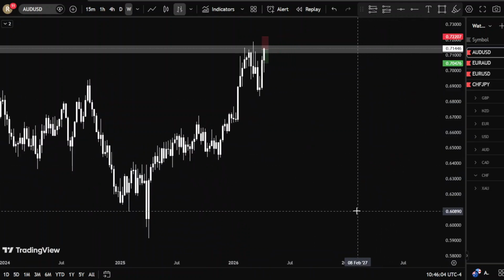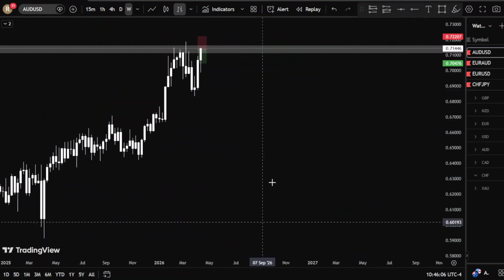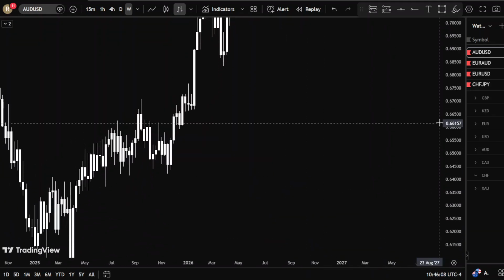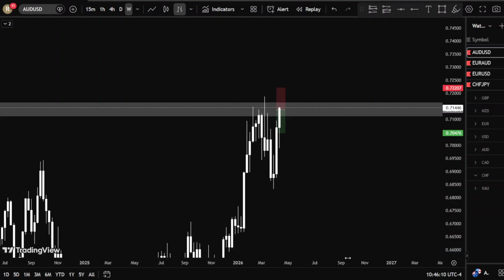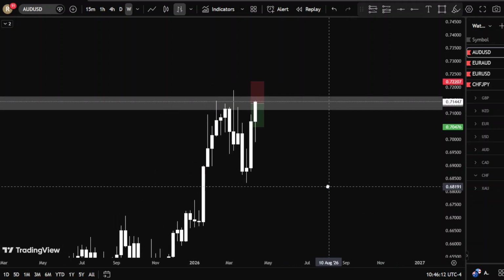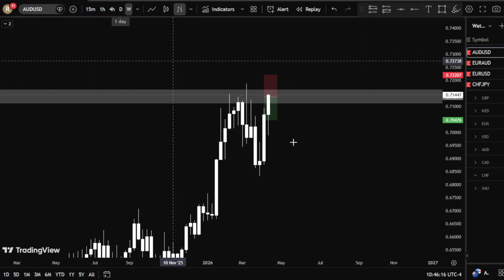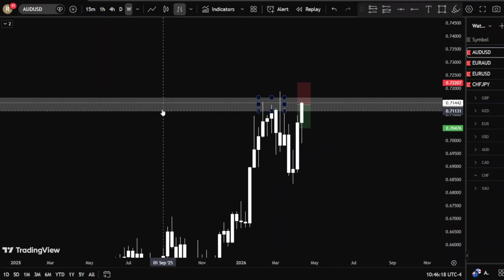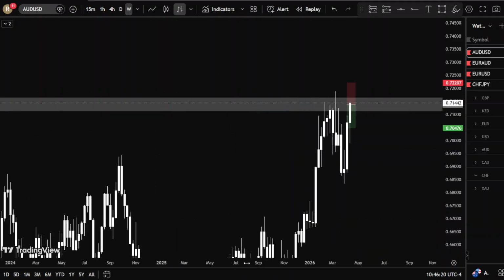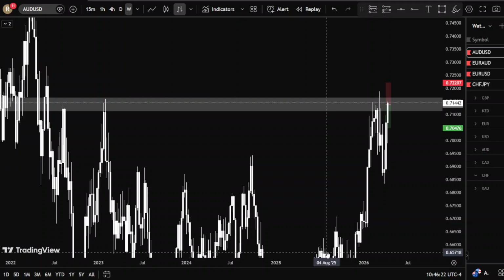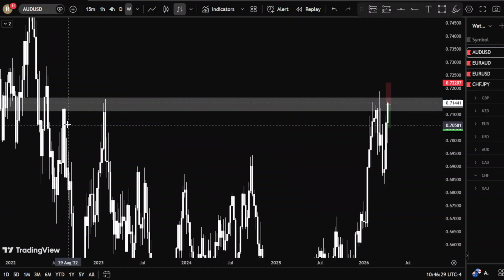Okay, so we'll start out with AUD USD, Australian dollar to US dollar. I've drawn out the zone. It's really for the daily chart, but you can also see here on the weekly chart within the zone we have a strong reaction point here.